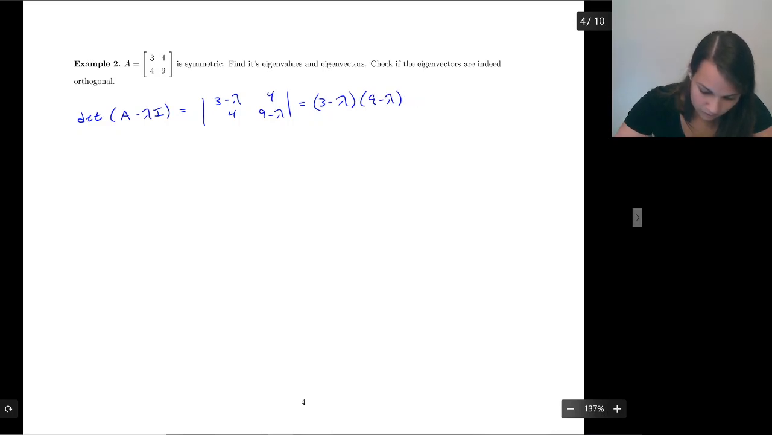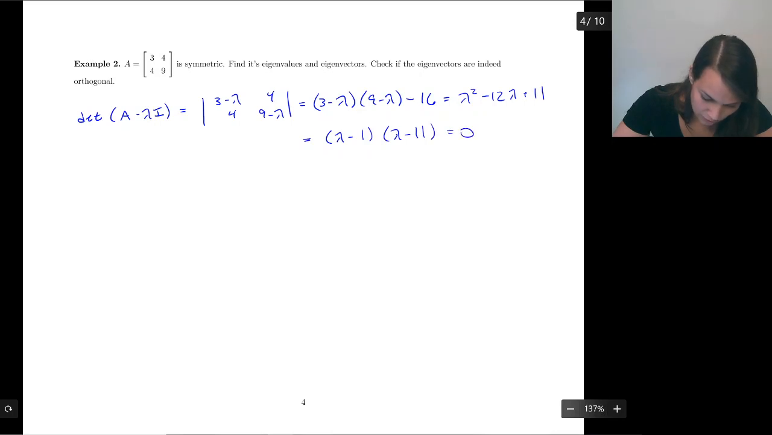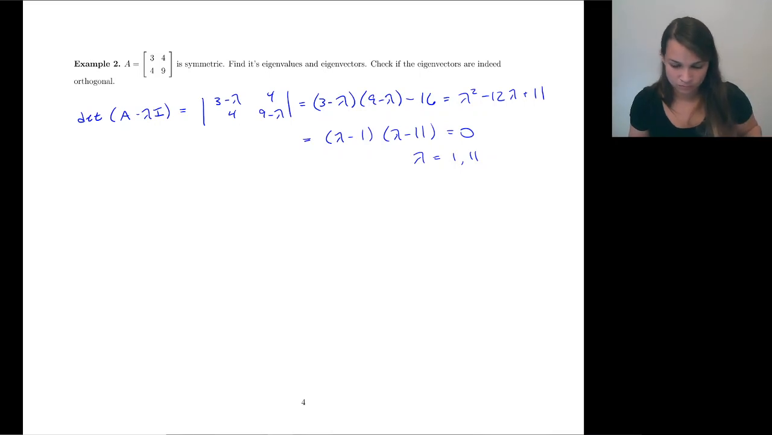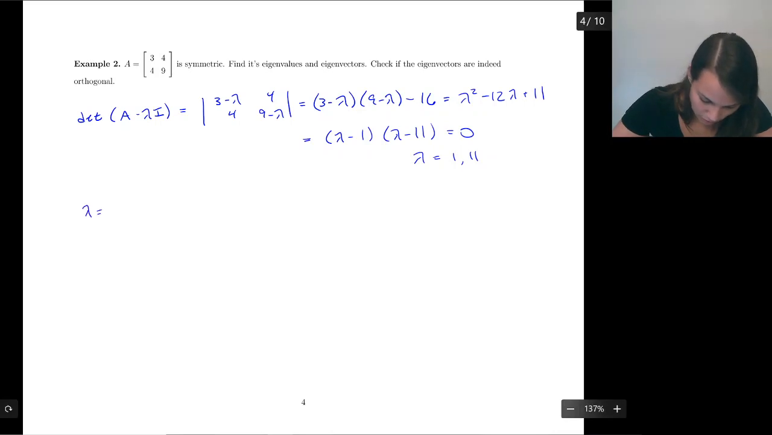Nope, not plus. It's got to be a minus 16. I'm going to simplify to this, which is the same thing as lambda minus 1, lambda minus 11 is equal to 0. There we go. Okay, so we have our eigenvalues. Now we can use them to find our eigenvectors.